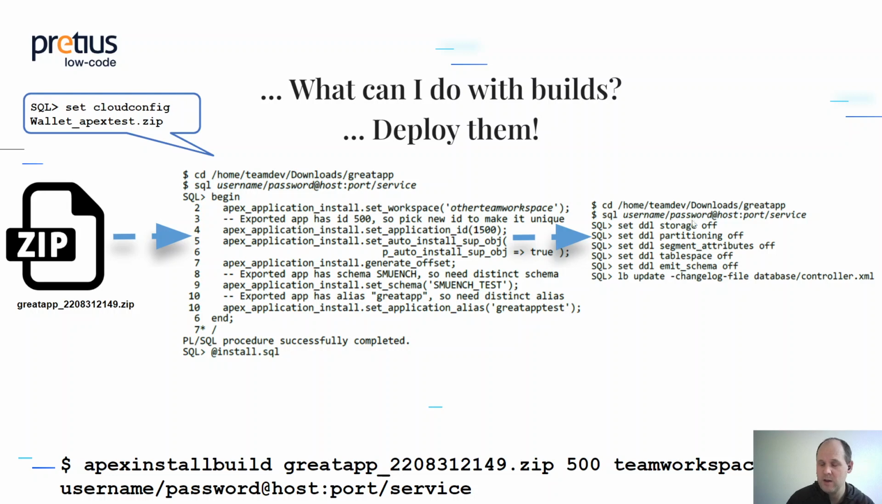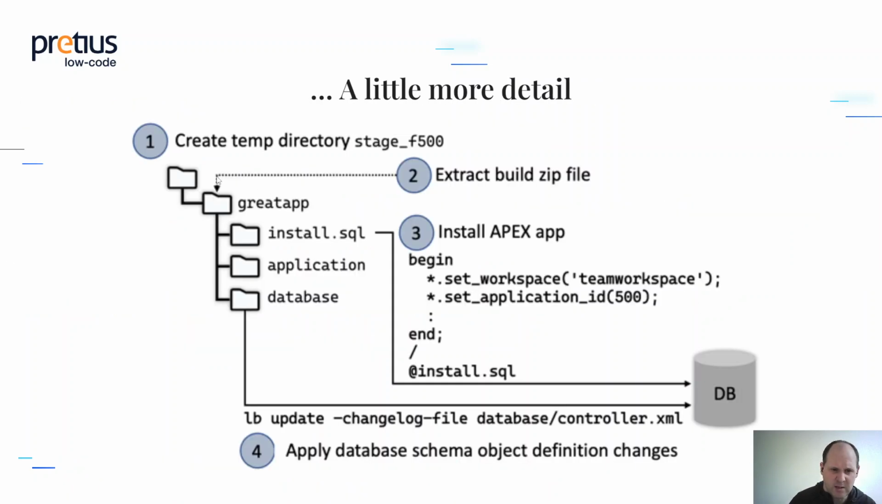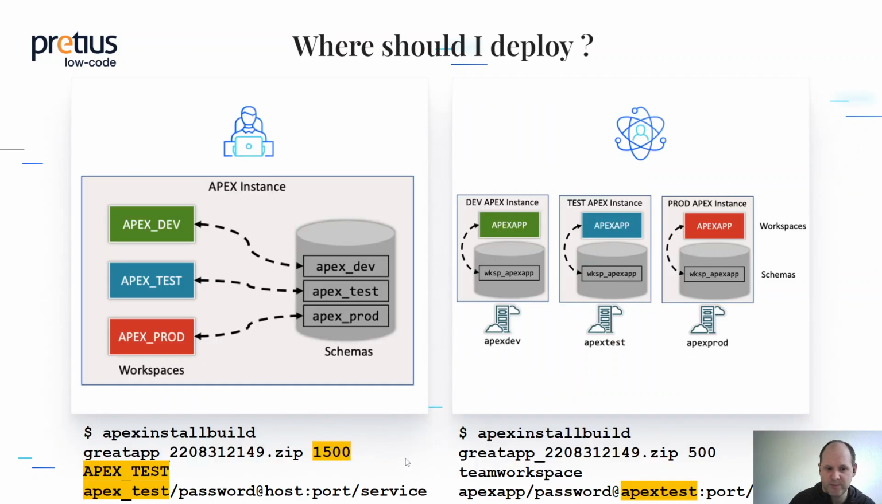Next step, it's going to do an LB update, a Liquibase update. In our database folder, we have a controller file, which tells us what all the other files are. So go into the controller and process it, performing a database release basically. In a little more detail, it creates a temporary folder, extracts the zip file, does the prep, does the installation, and then does the LB update and applies the database schema object definition changes.